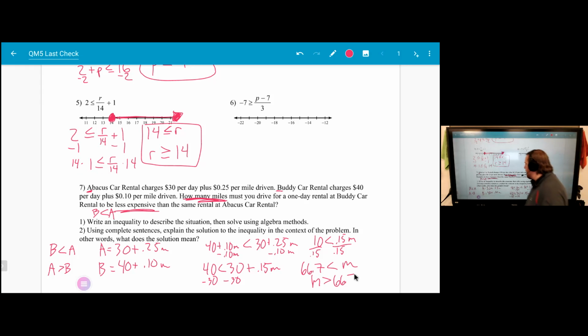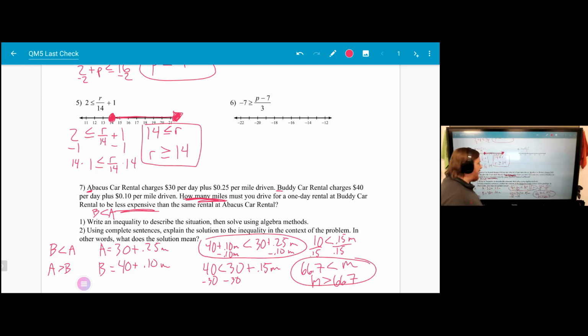Great. What does that mean? Again, highlighting the important things that I need here. What does that mean? That means Buddy is less when I drive more than 66.7 miles. Buddy is less than Abacus when I drive more than 66.7 miles.